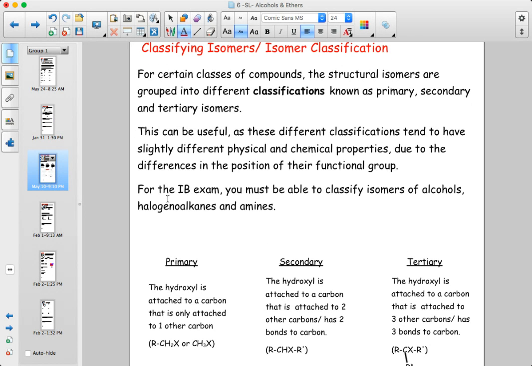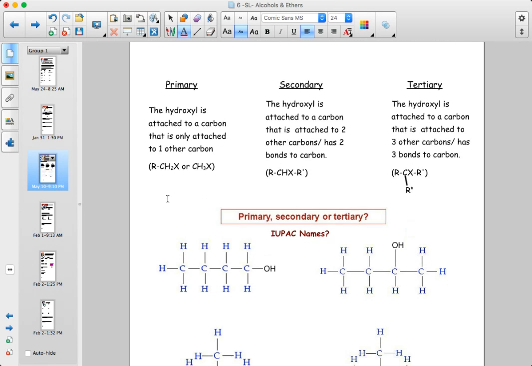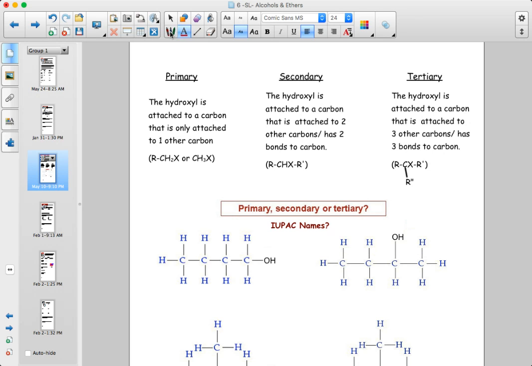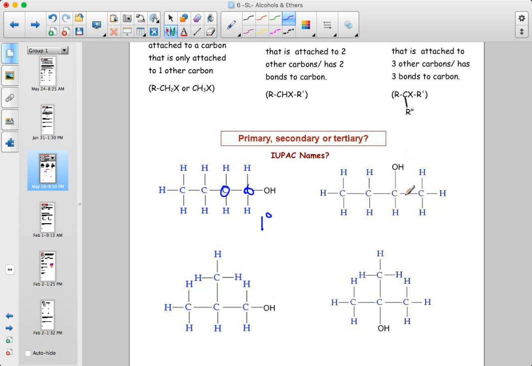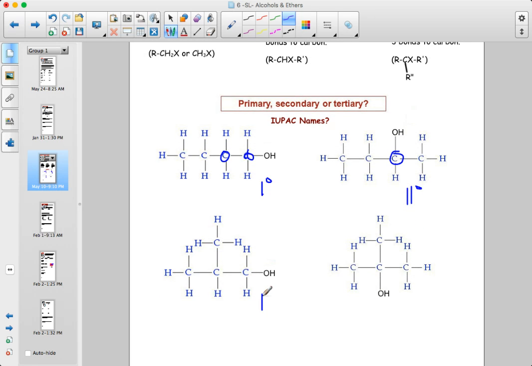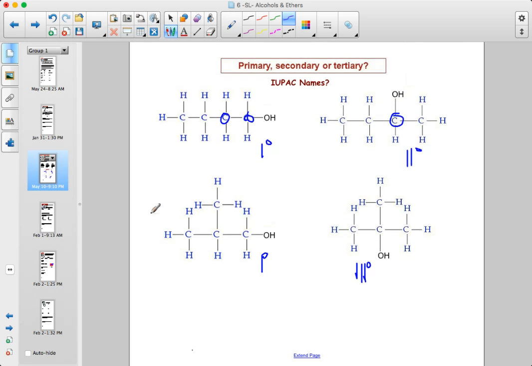Classification, we've already discussed this with halogenoalkanes. You can describe alcohols as primary, secondary, or tertiary based on the same criteria as the halogenoalkanes. And so this first one would be a primary alcohol based on this carbon with the OH group being attached to only one other carbon. We've got one that's secondary here, and we've got one that's primary here, and then we've got one that is tertiary here. If you have questions, please bring it up in class.